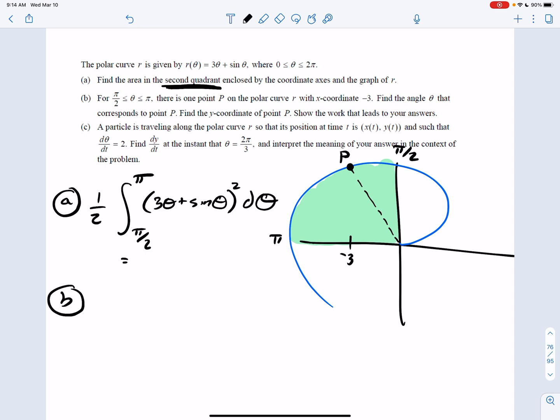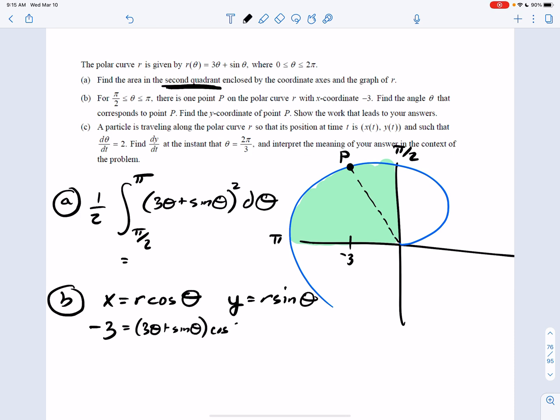Okay, so I know that x is equal to r cosine theta, right? And I also know that y is equal to r sine theta. So if x is -3 and r is 3 theta plus sine theta, times cosine theta, we could actually find out what that angle is. Now here, since this is a calculator question, use your calculator to speed things up here, okay?